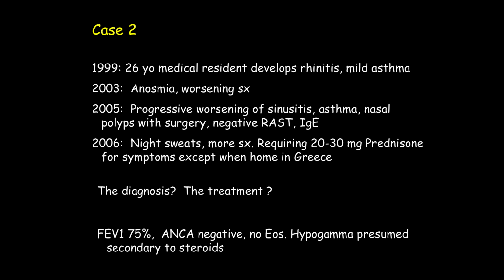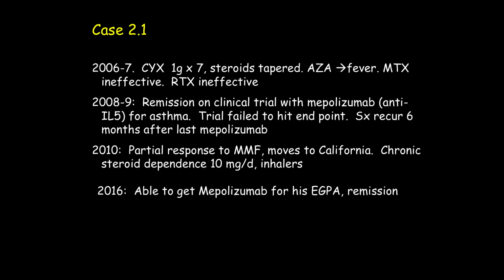Churg-Strauss. That's exactly what it is, and I just want you to know that his FEV1 was 75% predicted, his ANCA was negative, there were no eosinophils, and he had a low IgG when he first came to see me, probably because he'd been on chronic steroids. So this is before the drug I'm going to talk about came up. So we gave him cyclophosphamide, 1 gram monthly for 7 months. We gave him steroids. His life was ruined, by the way.